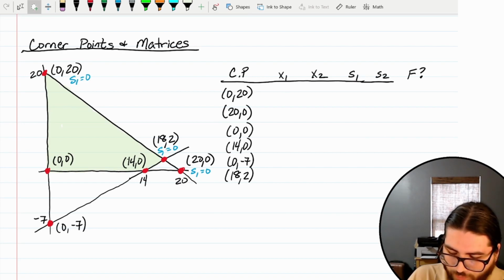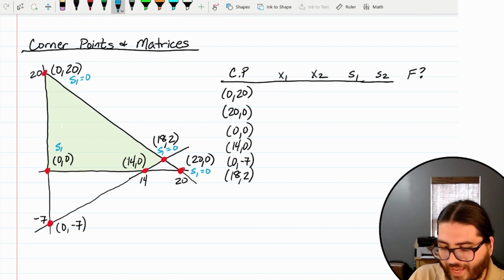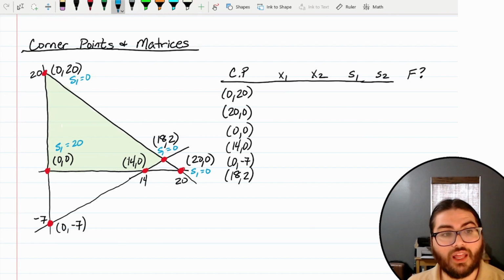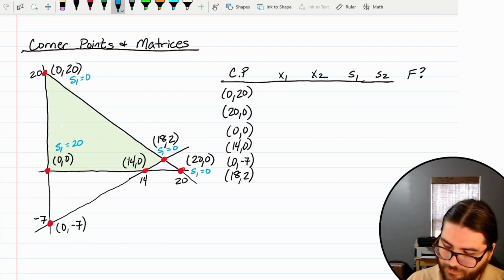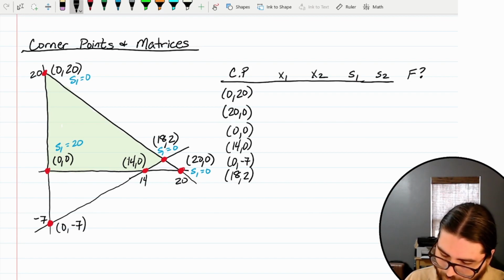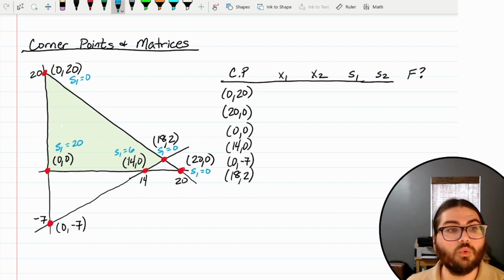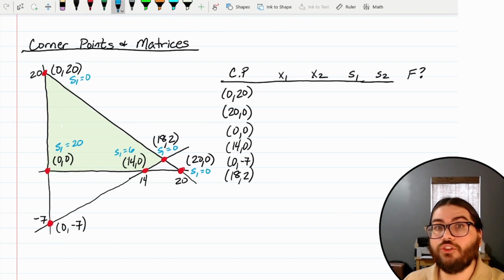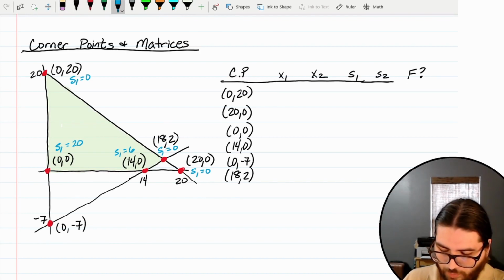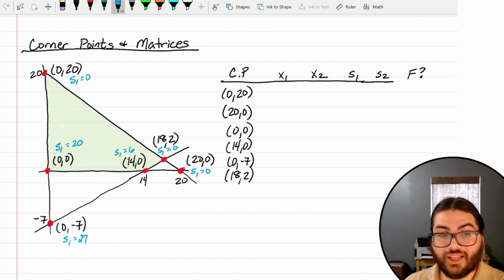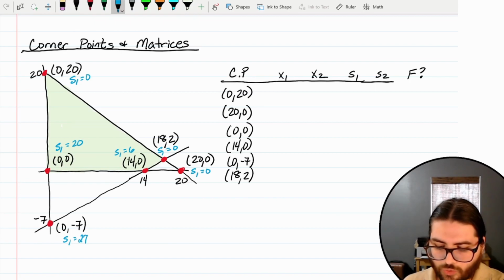Try plugging in the origin. If you plug in 0, 0, 0 plus 0 is equal to 0, but I need to add 20 more to get to the line. So slack 1 would be 20. Interesting. And if I did this point, 14 plus 0 is 14. I add another 6 to equal 20. Right? I need to just add however much I need to get to 20. Here the slack variable would be even more. S1 would be 27. That'd be 0 plus -7 plus 27 is exactly equal to 20.